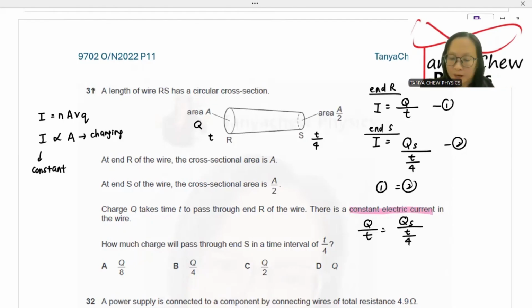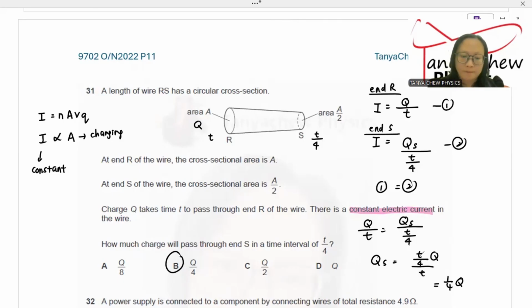Now cross multiply, Q at S is equal to T over 4 divided by T, right? T over 4 times Q. Now T and T you can cancel, so you get 1 over 4 Q, or Q over 4. B is the answer.